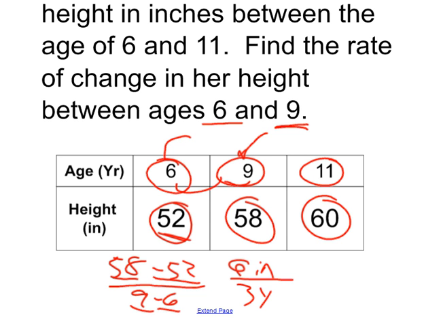A 6-inch increase in 3 years, I need to reduce that. I'll divide 3 into both the numerator and the denominator, and I get a 2-inch increase per year. A 2-inch increase per year on average.